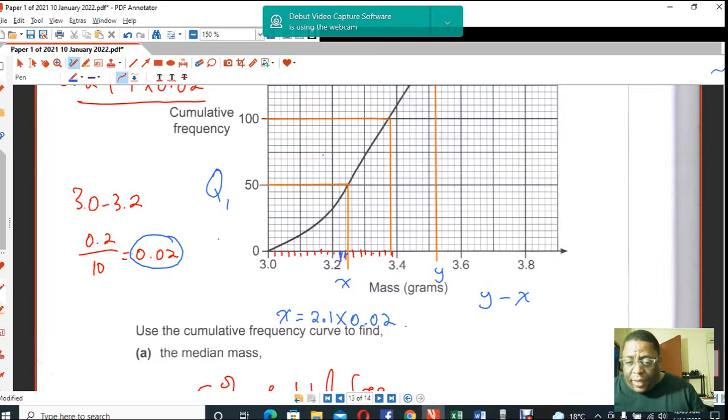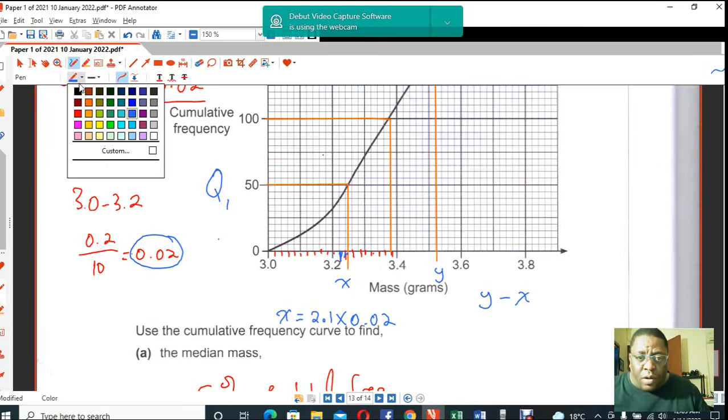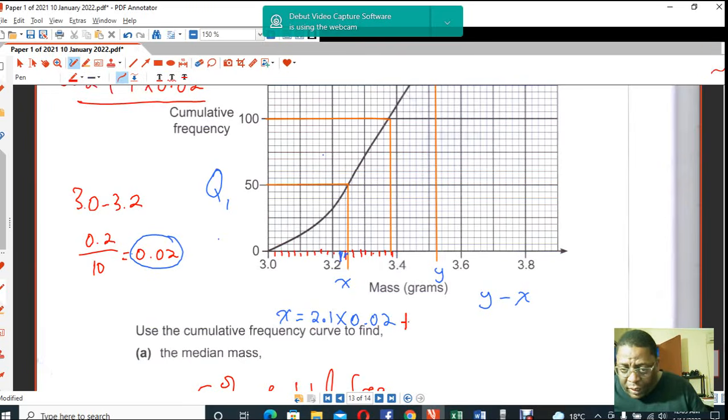Then I'll add that, and I hope you understand. I'll add 3.2 to that, because it started from 3.2. Can you see that? So it's 3.2 plus that little bit there.